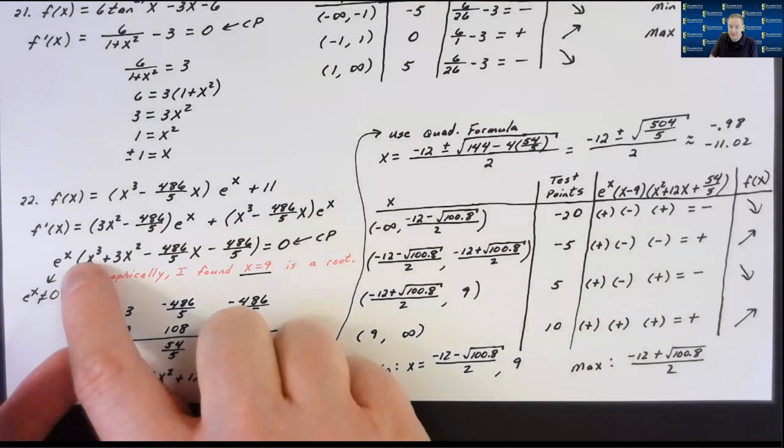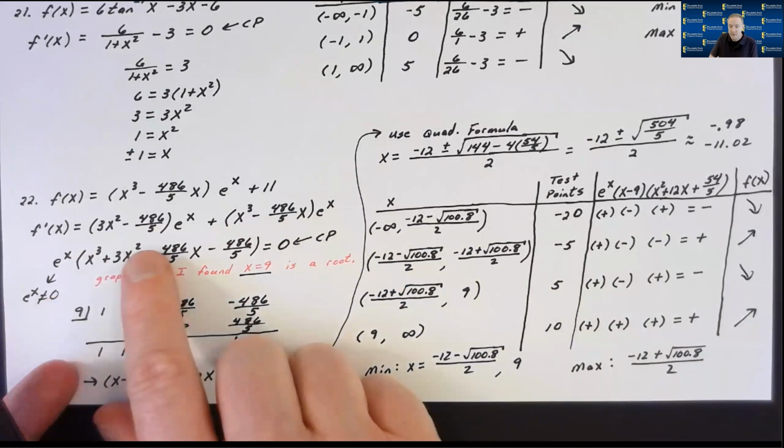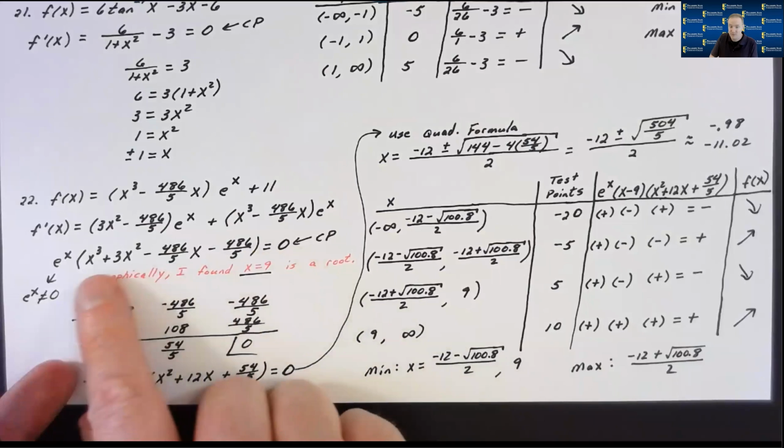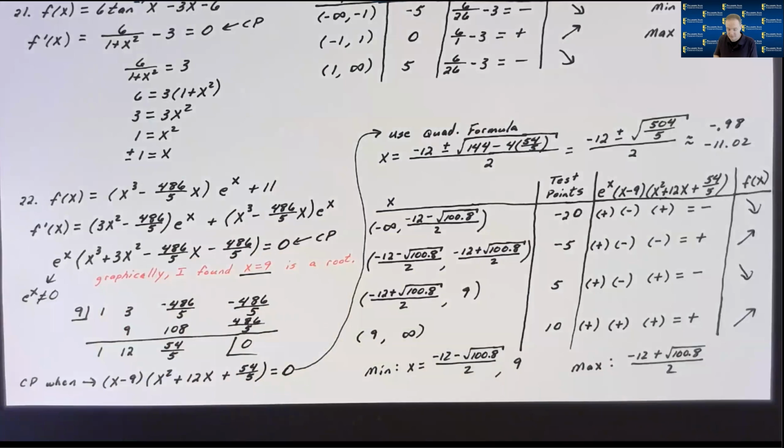Now, clearly, that first factor cannot be 0. E to the x only asymptotically approaches the x-axis, so I don't worry about that. But now we're tasked with trying to set this cubic equal to 0, and that cubic certainly does not factor nicely. So here's what I did.